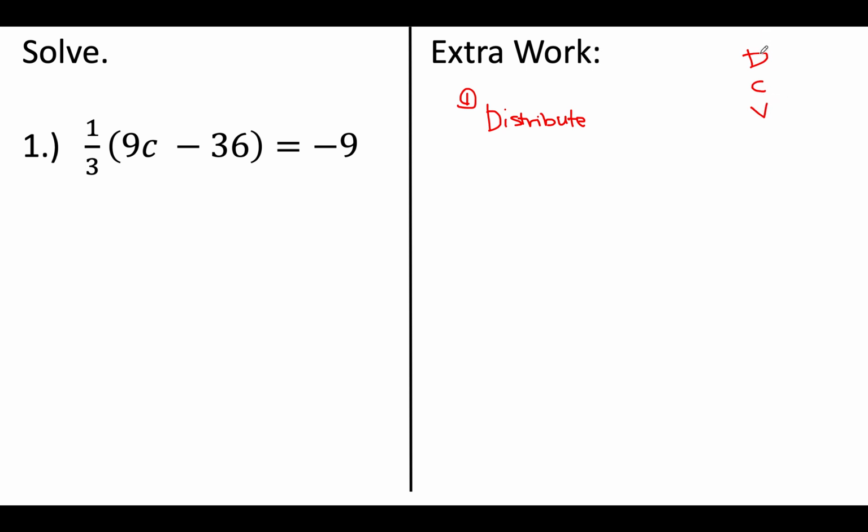So it's distribute, combine like terms, variables on the left. Distribute, combine like terms, variables on the left. Okay. So if we're distributing, we're actually going to be doing 9 times 1/3.